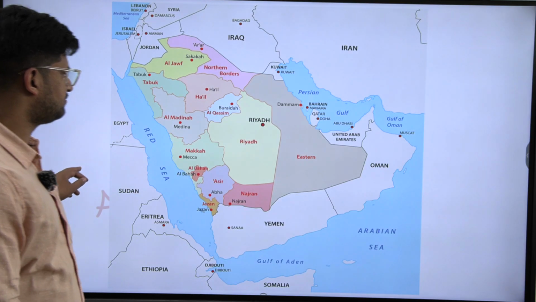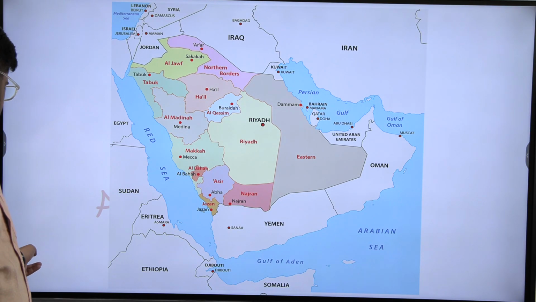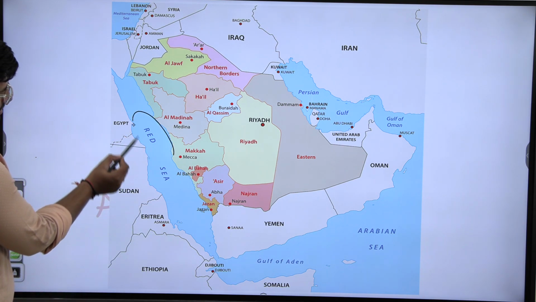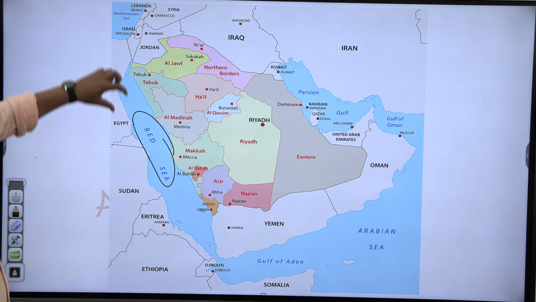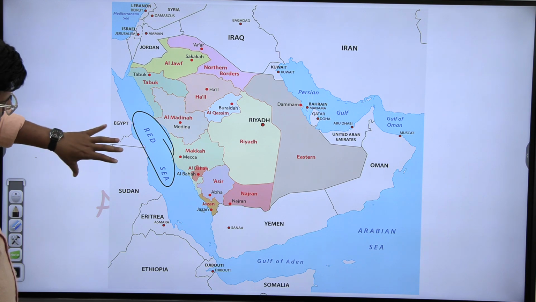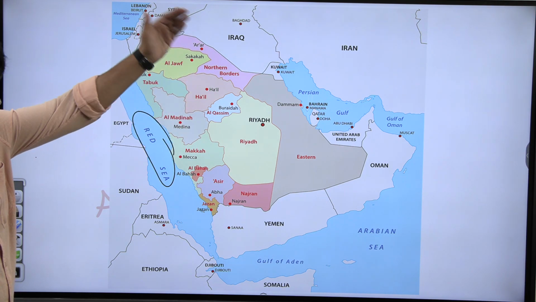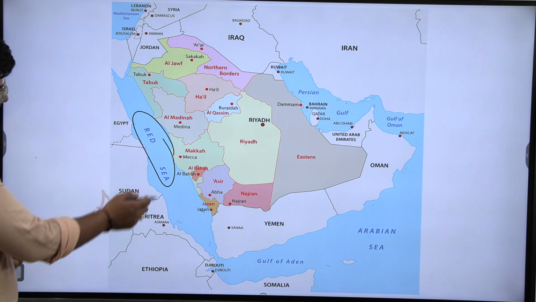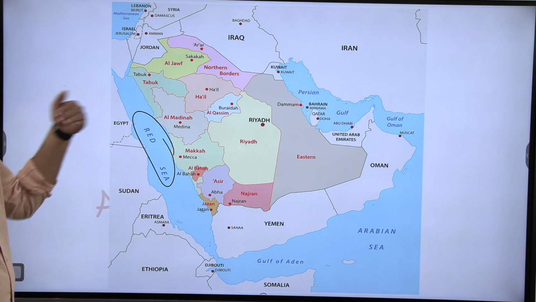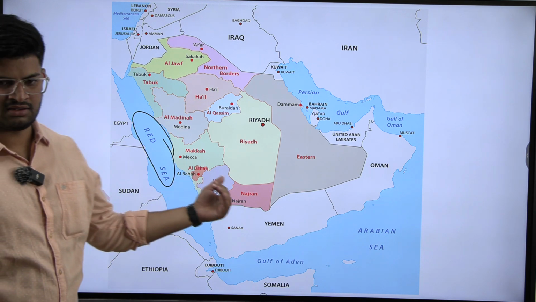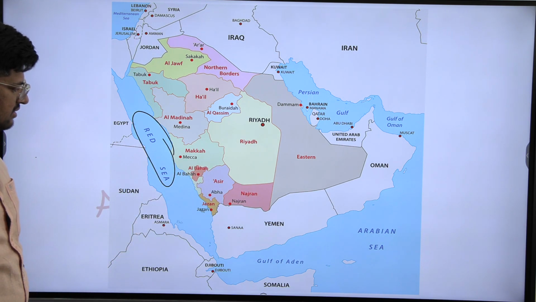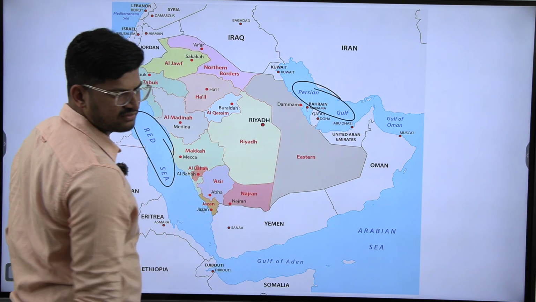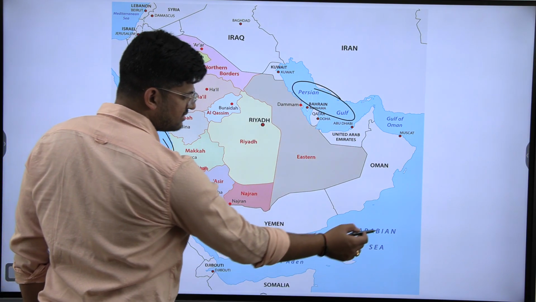Okay, this region. So you can see, very important, the Red Sea. Saudi Arabia is part of Asia, while Egypt and Sudan are part of Africa. So the Red Sea separates Africa and Saudi Arabia. Then you have the Persian Gulf, and the Arabian Sea.